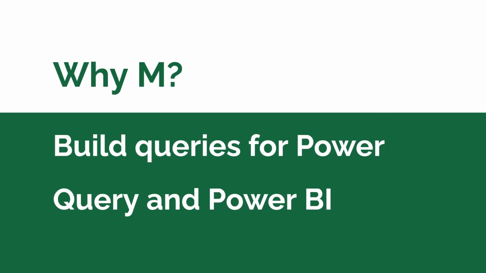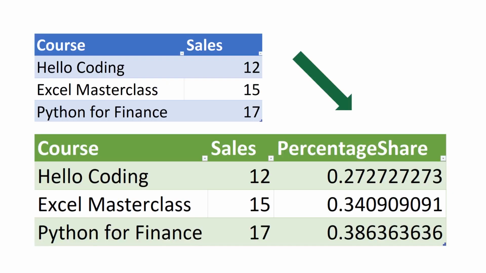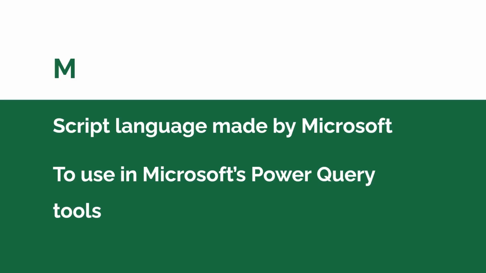So why use M, the M formula language? To build queries for Power Query in Excel and in Power BI. So M does work for Power Query and Power BI. One example here, you can take a table of product sales and you can calculate how much did each product generate in sales as a percentage of total sales.